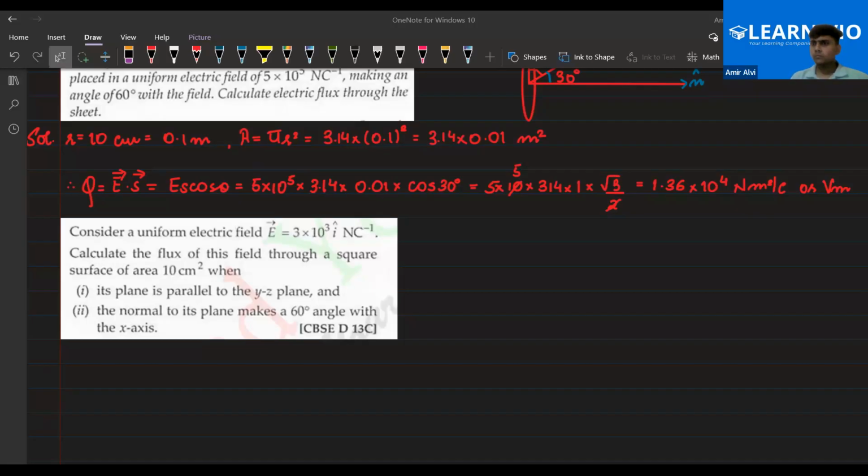Sir, I got the surface area of it. Could you please repeat? Sir, I got the surface area in this question. Surface area. Yes, sir. Surface area is 10 centimeters square, na? Okay, it's given, but I got.